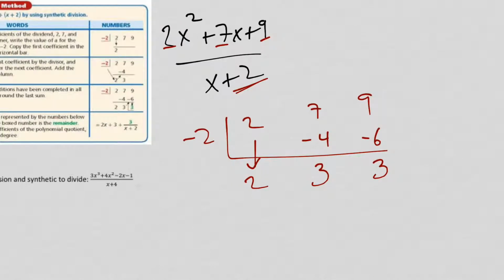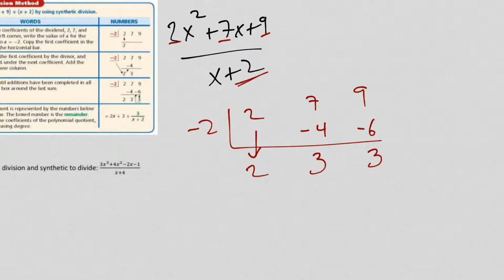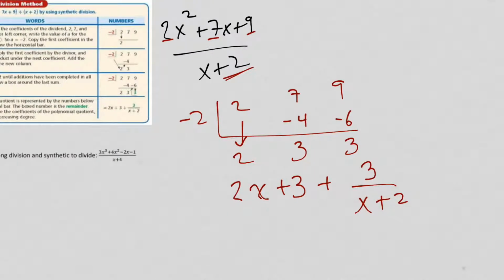And basically this is what it means. This 2, 3, 3, those are the coefficients to your new, simplified polynomial. So it always begins this way. 2x plus 3 plus a remainder of 3 over x plus 2. So your last digit here is always going to be a remainder.